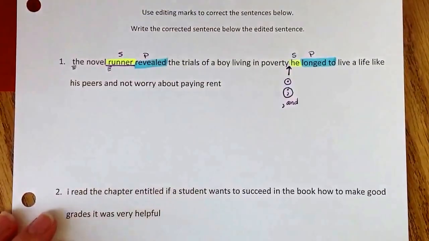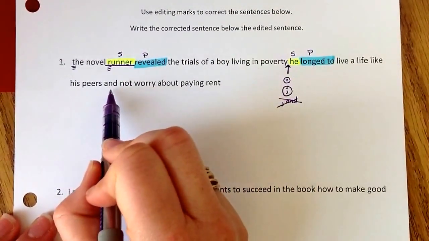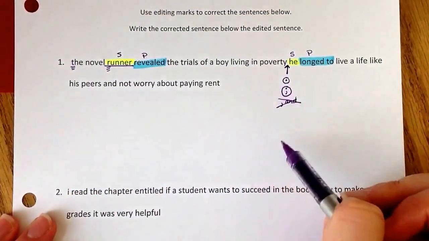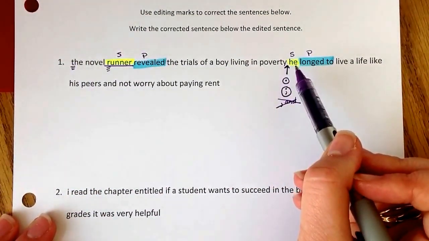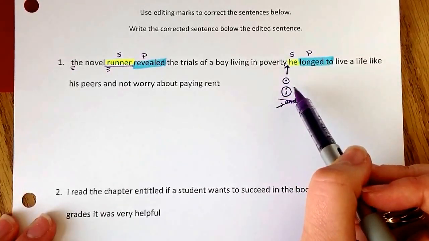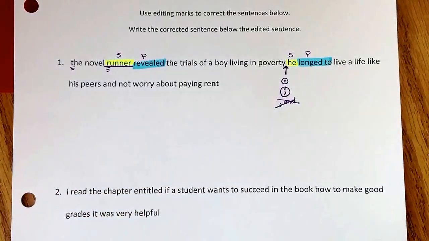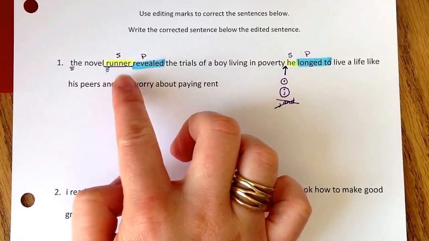So I would not suggest this for this particular sentence just because the word and is already in this sentence. I would choose either a period or a semicolon. If you choose a period, capitalize he. If you choose a semicolon, you don't. Pretty simple, right? I want to talk about a common mistake I see in this sentence. A lot of people like to put commas around Runner, the novel, comma, Runner, comma, and that isn't actually correct.